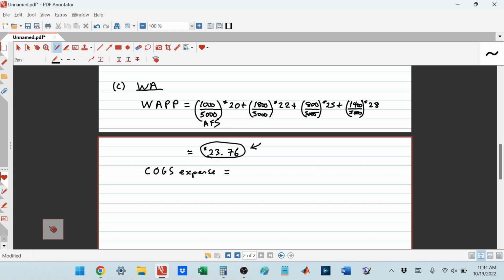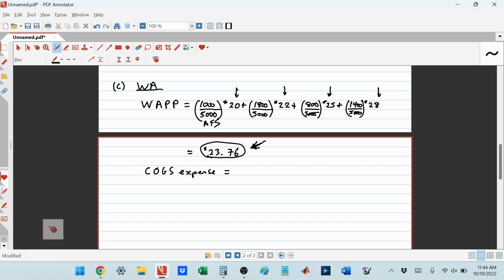We know that any unit we sold or any unit left at the end had to have either been purchased for this price, this price, this price, or this price. None of the units were actually purchased for this price, but using the weighted average method, we assume that every unit sold or every unit left at the end was purchased for this price originally.